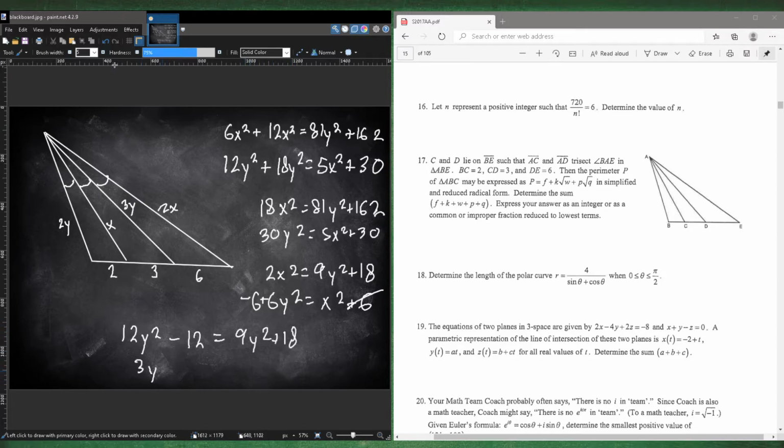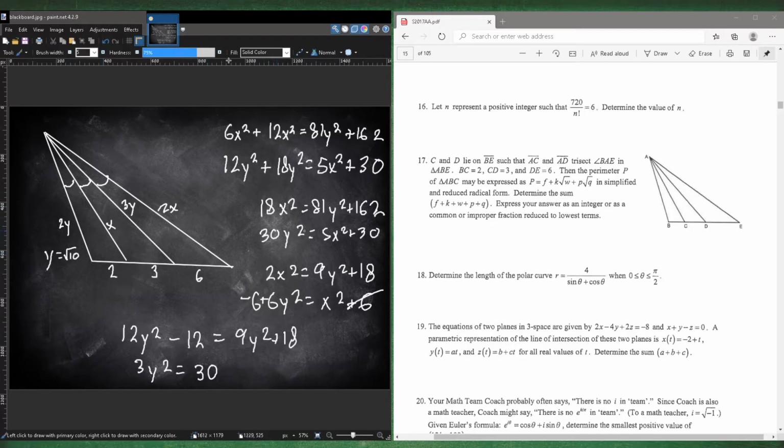So that means 3y squared is equal to 12 plus 18, which is 30. So 30 divided by 3 is 10. So that means y is square root 10. Okay, so y is square root 10. So let's put it under this. So y equals square root 10.